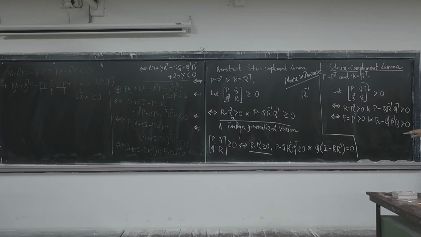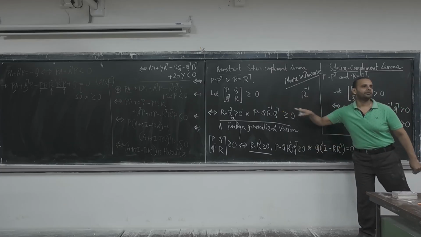Now you can easily see that, suppose R is positive definite. So Rg equals R inverse, then R into R inverse is I, so that condition vanishes and then it will come back here.